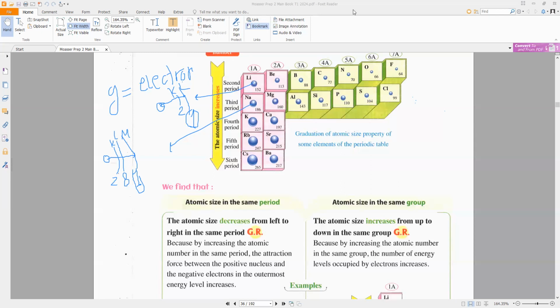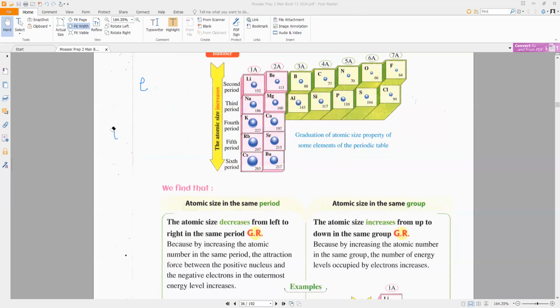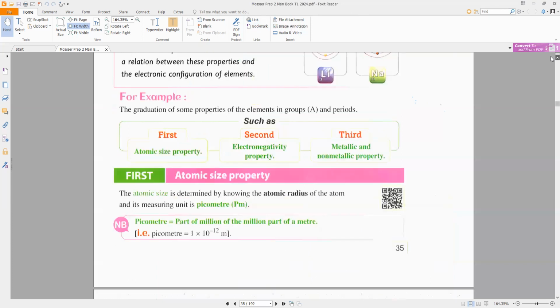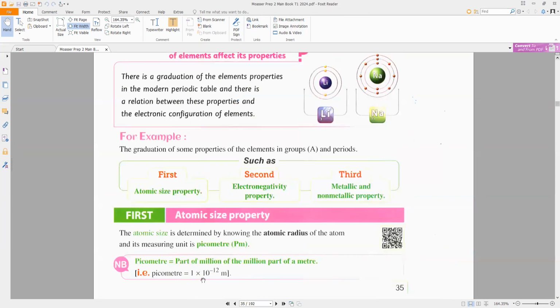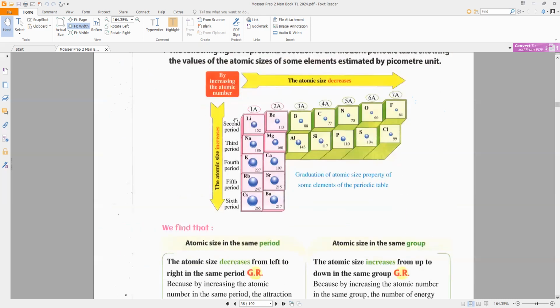So we can revise what happened to the atomic size. Atomic size means the atomic radius, and we measure it by a unit called the picometer. A picometer is one millionth of a millionth of a meter, 1 times 10 to the power of minus 12 of a meter. The atomic size gradation differs in period and group. The atomic size decreases in the same period and increases in the same group from up to down.